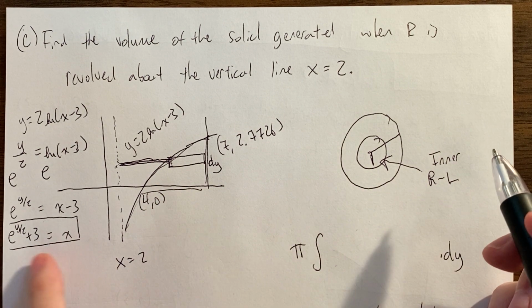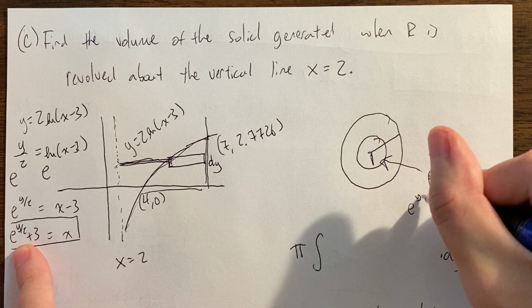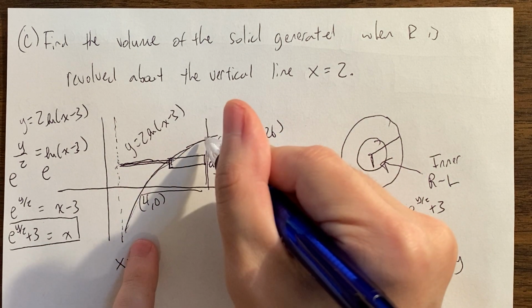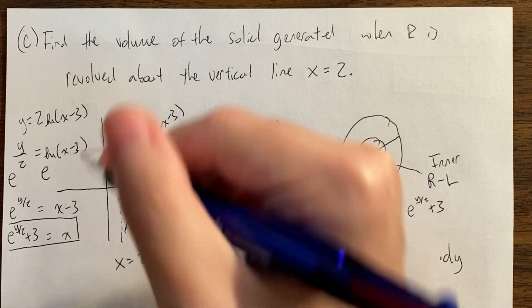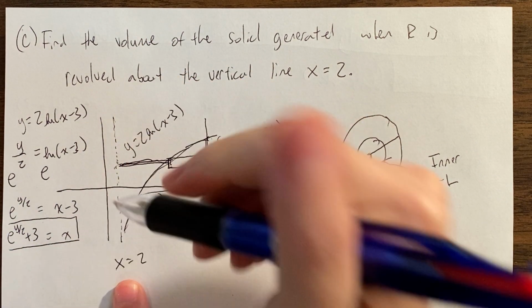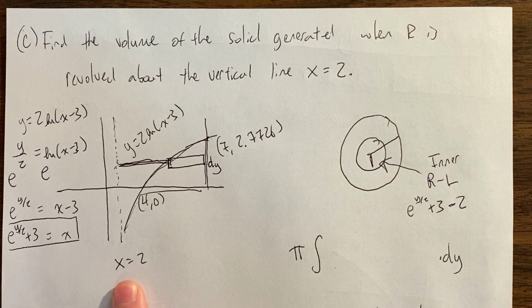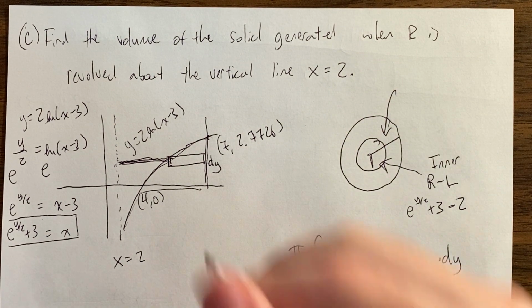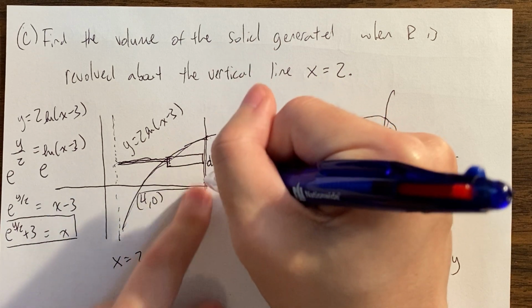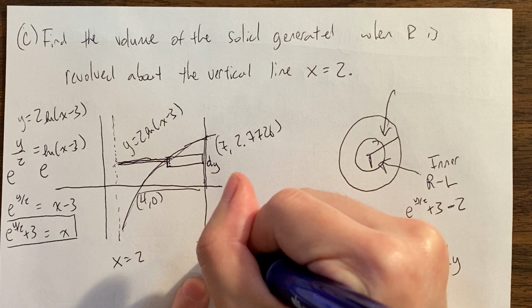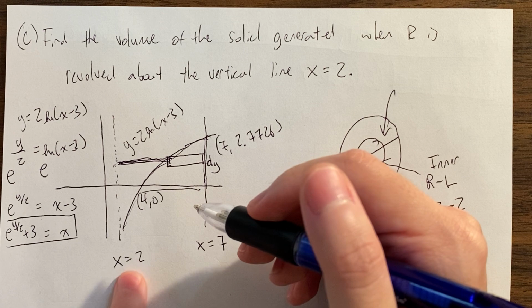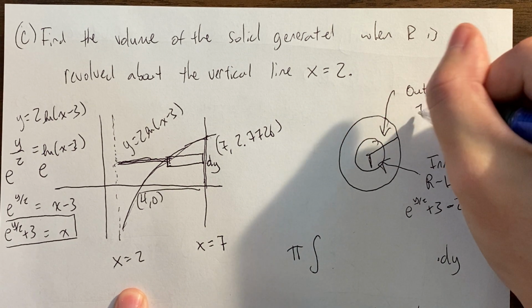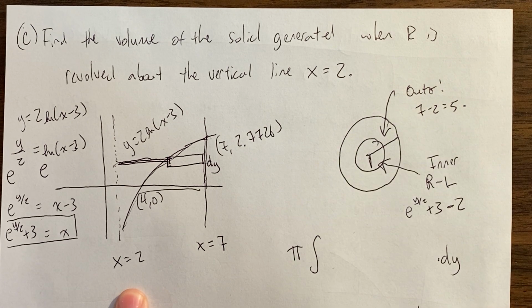So for right minus left, I'm going to put e^(y/2) plus 3. So that is the right side of the function. The left is going to be this vertical line here, so it's going to be minus 2. Great. Outer is a little bit easier. It's right minus left again, but it looks like the right is going to be this function right here, which is the vertical line x is equal to 7. The left looks like it's x equals 2. So we're going to write the outer is 7 minus 2, which equals 5.